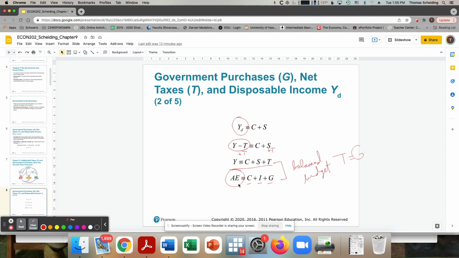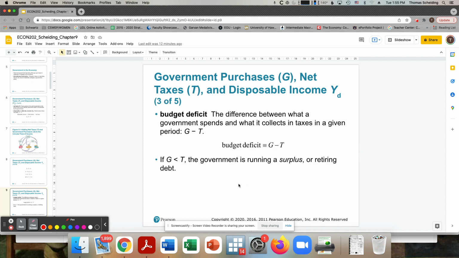Which is just the total spending that's going on inside the economy. Now, as we all know, governments don't always spend only what they've collected in taxes. In fact, more often than not, at least in most economies, they spend more than they bring in. Thus, they generate what's called a deficit.